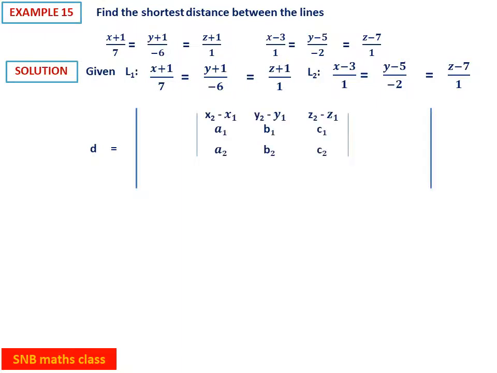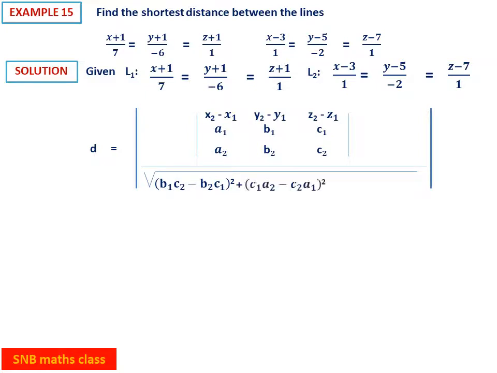Determinant of x2 minus x1, y2 minus y1, z2 minus z1, then a1, b1, c1, a2, b2, c2. This is the determinant value. Therefore, you have to take the mod only. Then below, please remember, if you want to use the Cartesian formula, this is the thing: b1 c2 minus b2 c1 squared, plus c1 a2 minus c2 a1 squared, then a1 b2 minus a2 b1 squared.